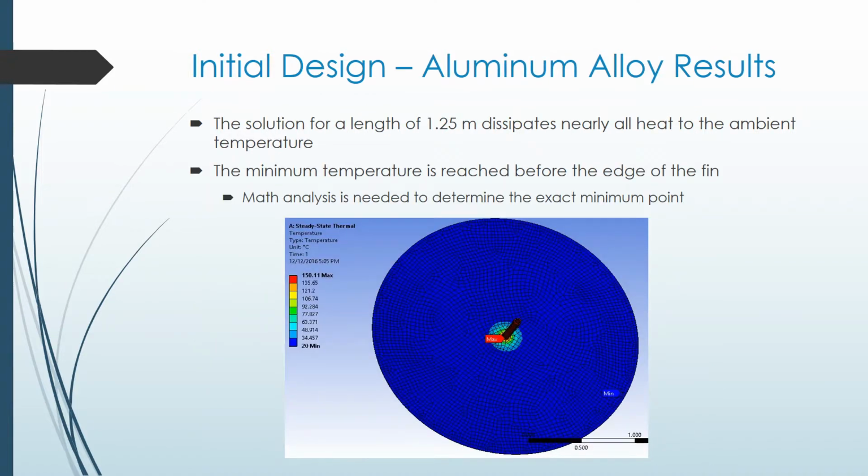At the same length, the aluminum alloy was able to dissipate all the heat to the surroundings. The minimum value denotes the computational point where the temperature first hits 20 degrees Celsius. This point is very close to the outer length, but will need mathematical modeling to find the exact point.